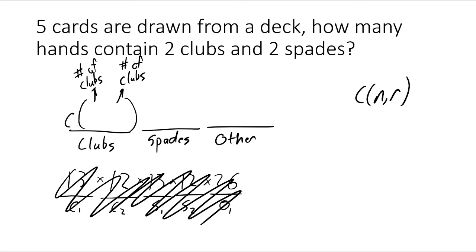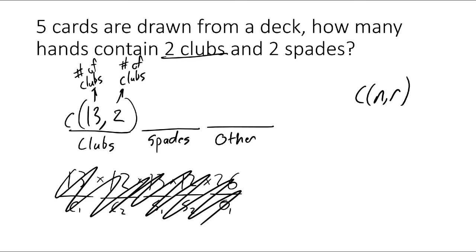We want both of them to refer to the number of clubs. So the first number should refer to how many of them there are, and that is 13. There are 13 clubs. The second number is how many of them we want, and we want 2 of them. So combination 13, 2. Now both of those numbers refer to the number of clubs. There are 13 clubs. We want 2 clubs.